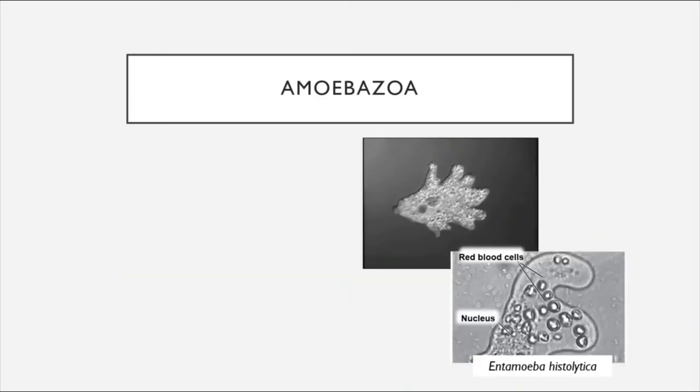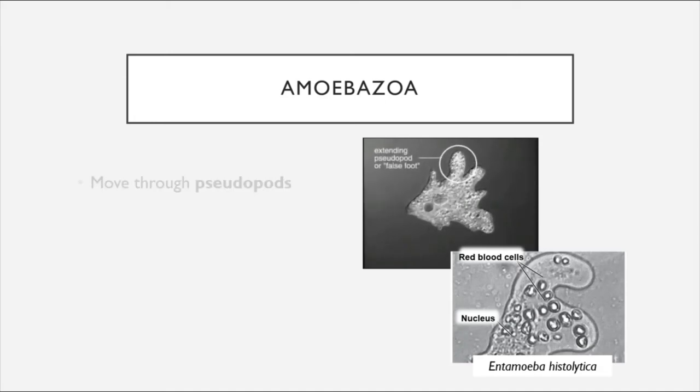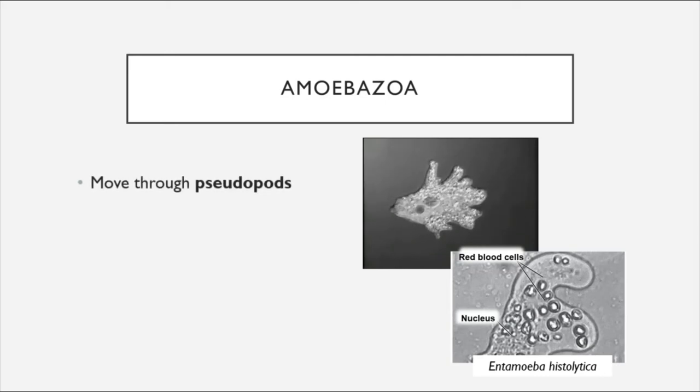Last but not least, we have the supergroup Amoebozoa. Amoebozoa includes organisms that move through the use of pseudopods. And a pseudopod, what that literally translates to, it means false feet. A pseudopod is a projection of the cell cytoplasm, where it basically just takes part of its cellular corpus and throws it in a particular direction, and then the rest of the mass of the cell follows along with it.